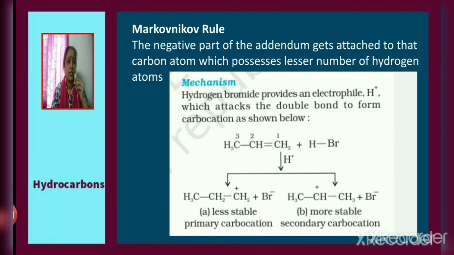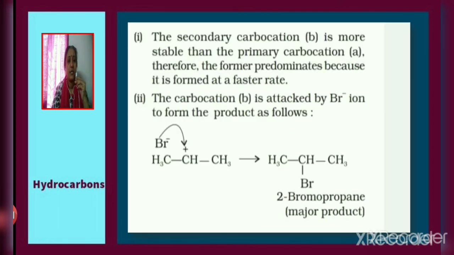And we know that the order of stability of carbocations is tertiary greater than secondary greater than primary. So here, out of the two carbocations formed, the secondary carbocation will be more stable than the primary carbocation. Therefore, the former predominates. The secondary carbocation predominates because it is formed at a faster rate. The carbocation is attacked by bromide ion to form the product as follows.